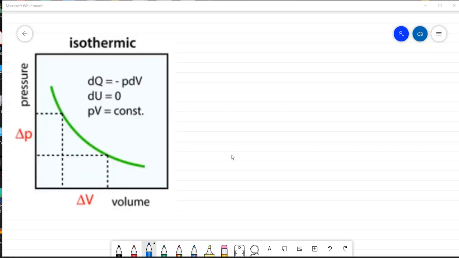The isothermal process PV, or pressure-volume graph, can be illustrated in this manner. We have PV equals constant, and the relationship between pressure and volume is represented by this green line.